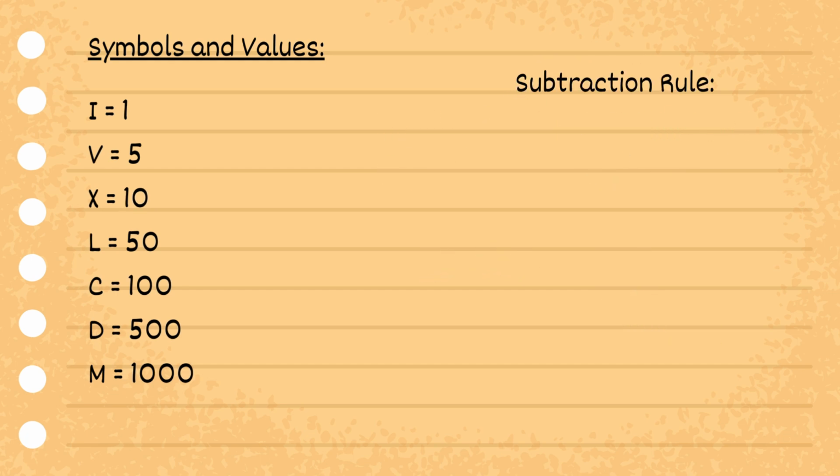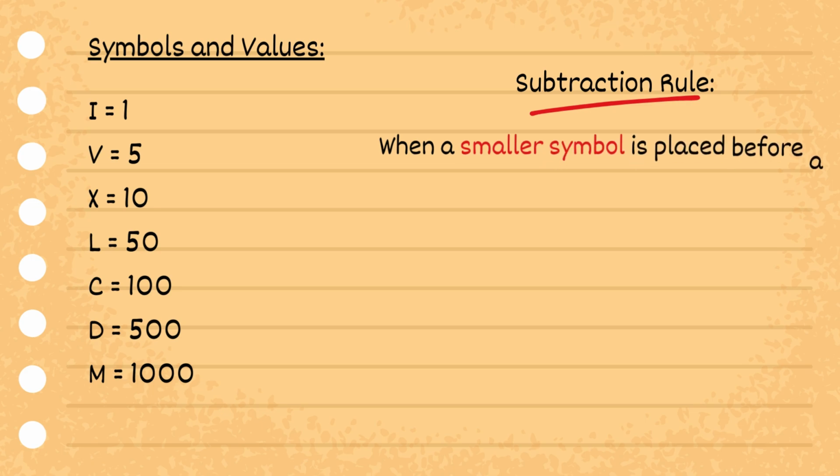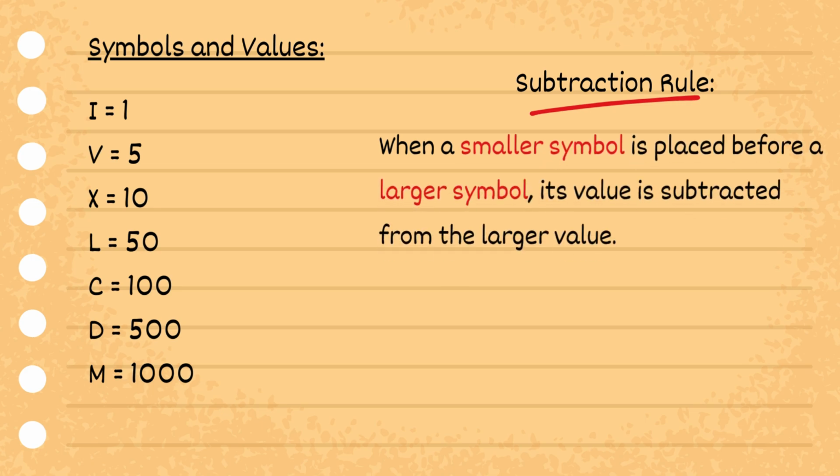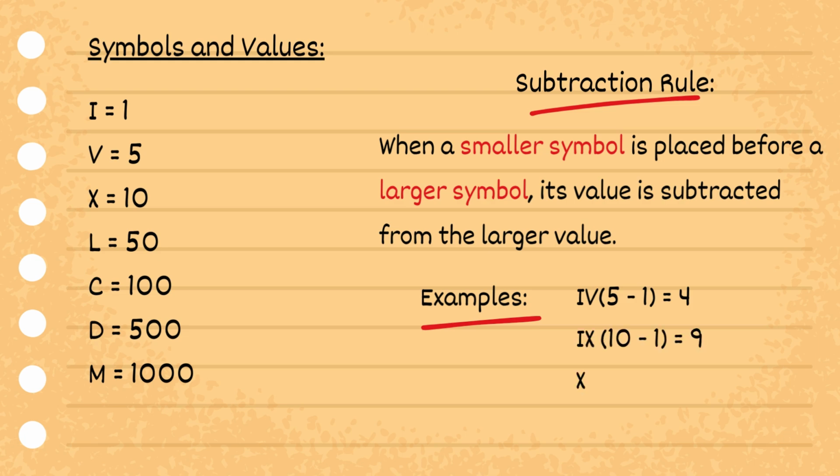Now, the subtraction rule. When a smaller symbol is placed before a larger symbol, its value is subtracted from the larger value. Examples, like IV is 4. Here, I is 1 and V is 5, so the smaller symbol I is placed before the larger symbol V. So V minus I is 5 minus 1, which is equal to 4. Similarly, IX is 9 and XL is 40.